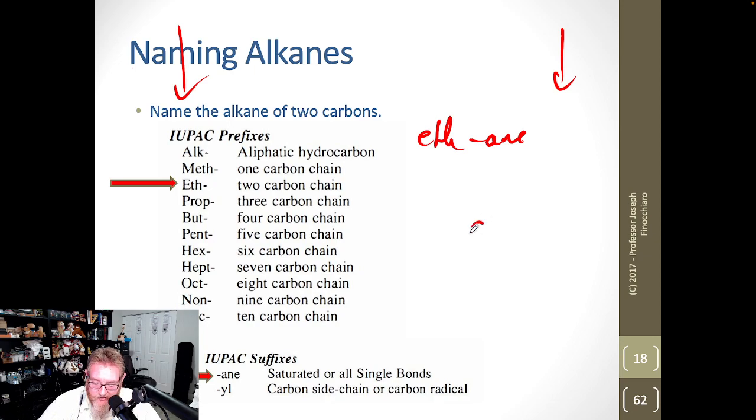Professor Finn, what if it's a closed chain? Guess what? Can't have a closed chain yet. We don't have enough. Right? We have to be able to tie the two together, and we can't do that with two. We can't do it with one. You're going to see that when we get to the aromatics.